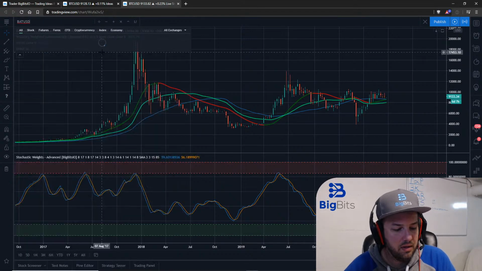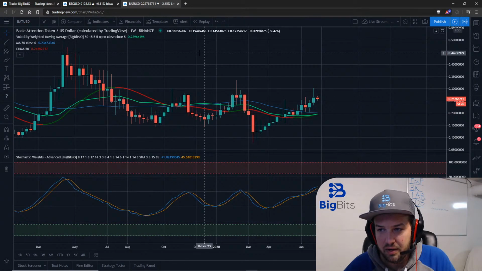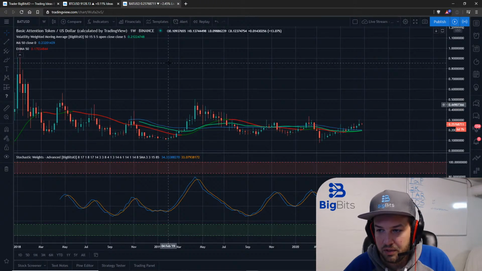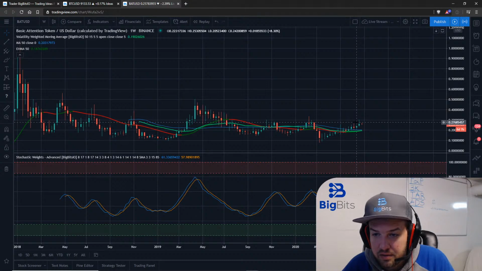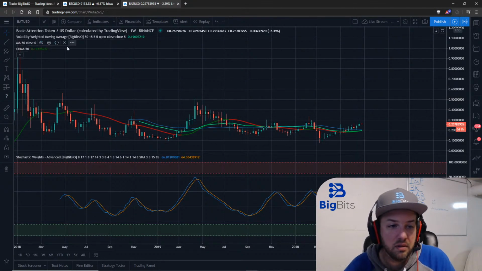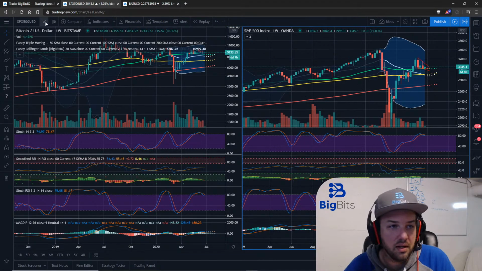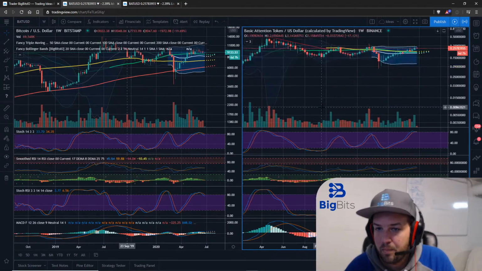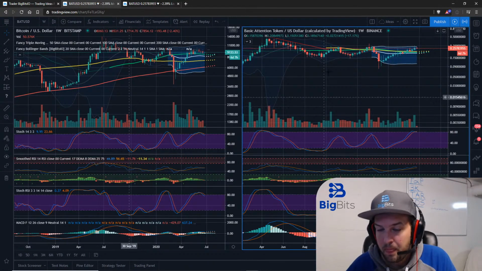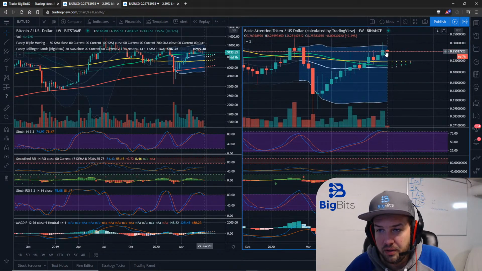Let's see. I want to check on basic attention token because I knew it was doing really well and then it kind of crashed. I got a bunch of alerts. I was looking for 30 cents. It made it all the way up there. I'm a little concerned now that it's just going to lose momentum here. Let me actually pull this up on this chart because I like these indicators better. Yeah, everything still kind of looks pretty good for it on the weekly.